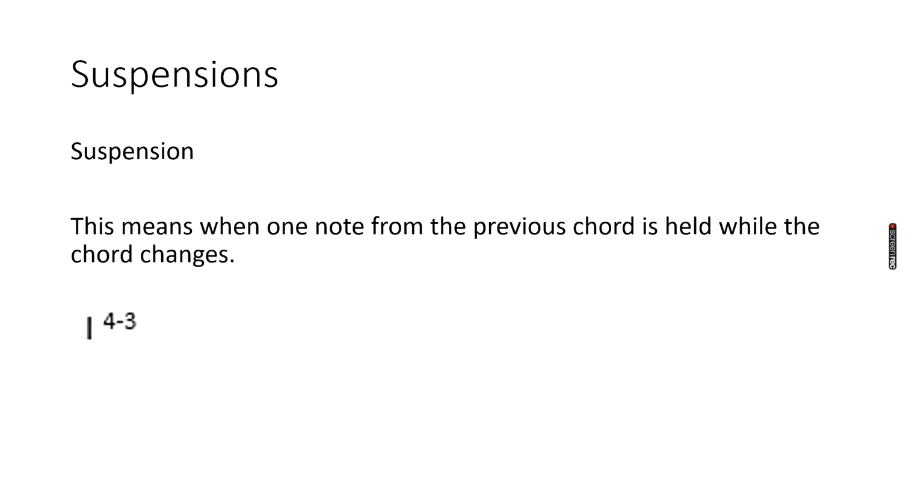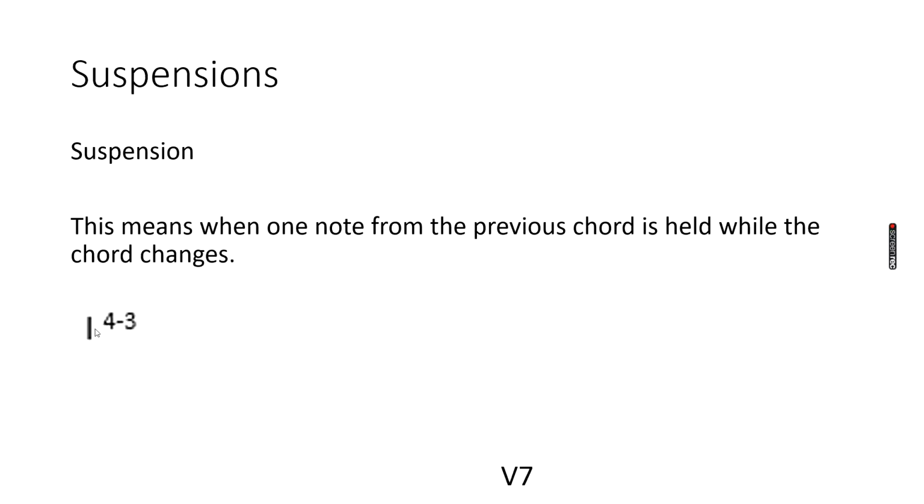When we're looking for suspensions, in the annotated score you'll notice that it will have the Roman numeral followed by 4 to 3. This signifies that it is a suspension. But let's put it in context. What does it sound like?